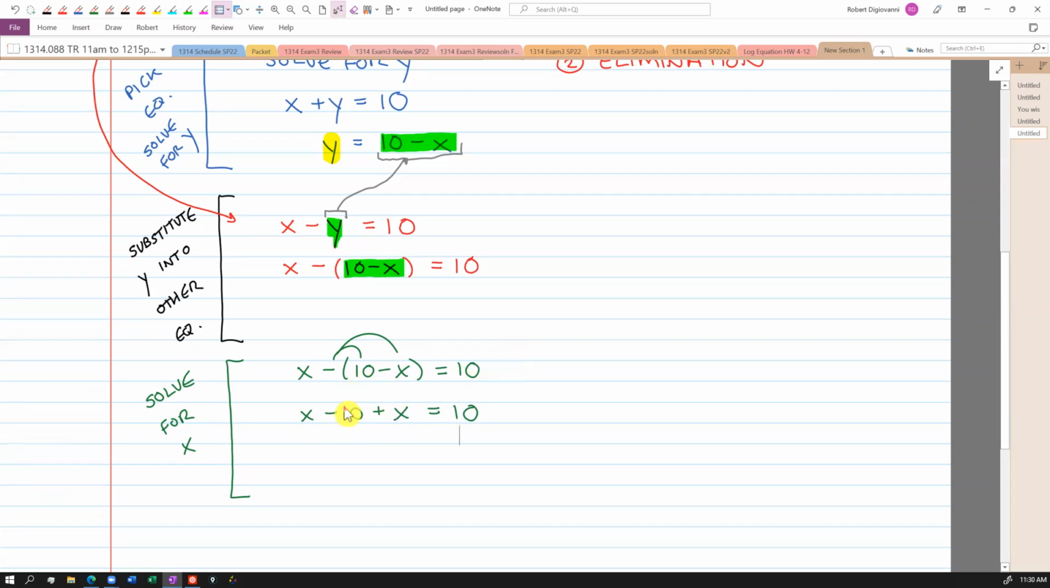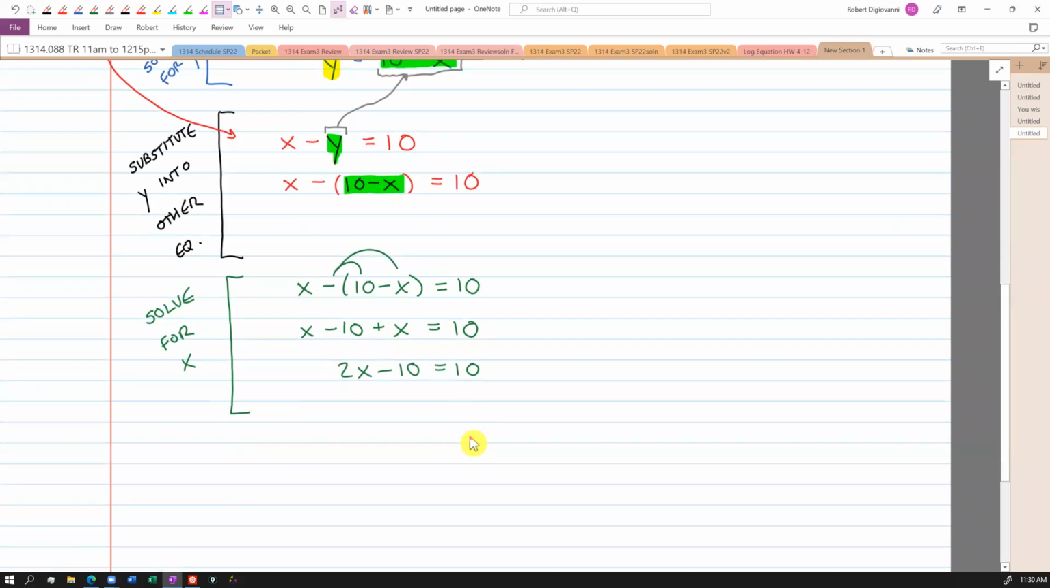So I distributed my negative through. Let's collect like terms. I have an x plus an x, so I have two x's on the left side. Minus 10 equals 10. We'll add 10 to both sides. We get 2x equals 20. And then what would be my last step after I do that? Divide both sides by 2. Good. So x is what? 10. And that's what we said earlier, right?